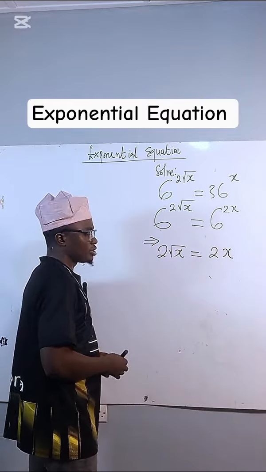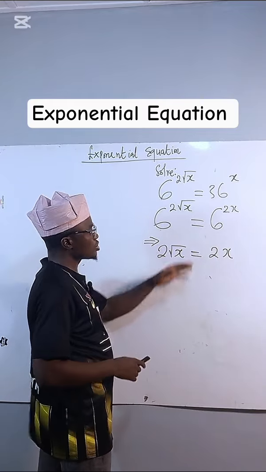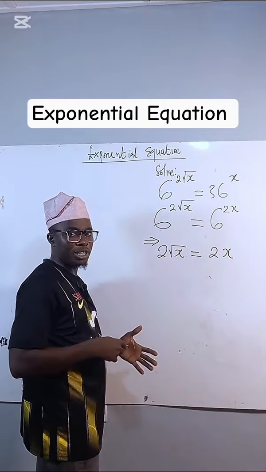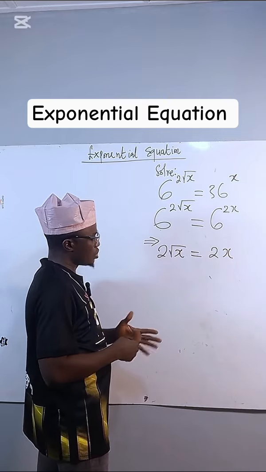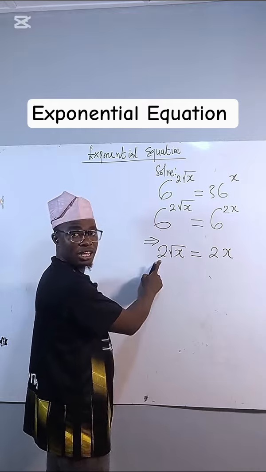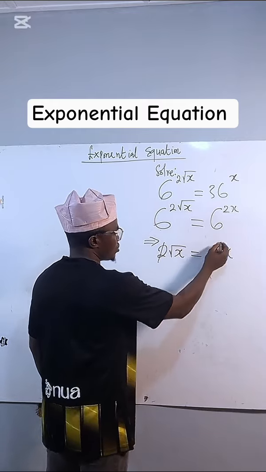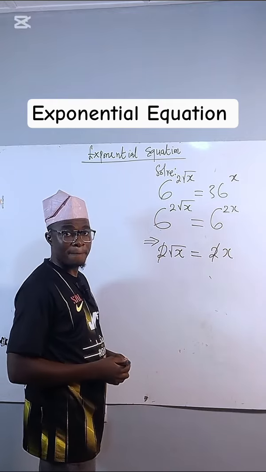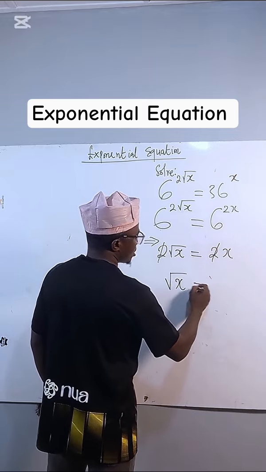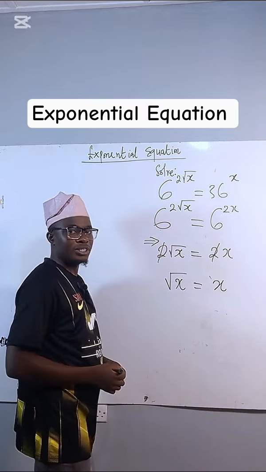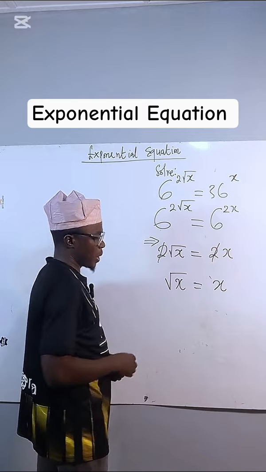Now, beautiful. It has just reduced to the linear form. So what we are going to do now is that you see 2 here, you see 2 here. This 2 we cancel, if we divide through by 2. Now, the next thing is that we're going to be left with root x equals x.